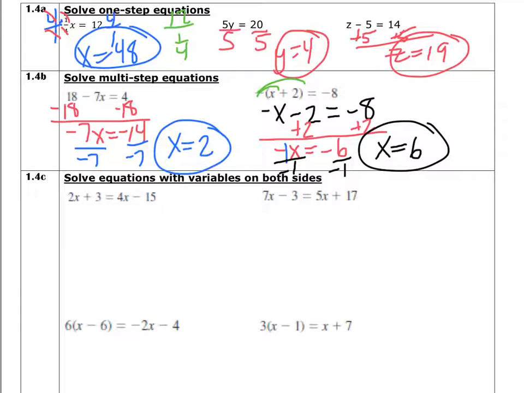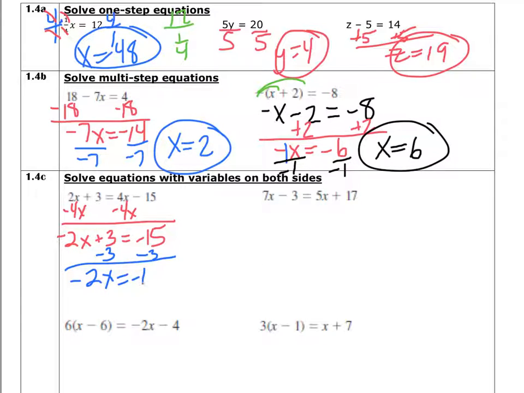I personally am going to decide to move the 4x over here. So to cross over this equal sign, to move a positive 4x, I'm going to subtract 4x from both sides. So I'm going to line those up, and then I'm going to have a negative 2x plus 3 equals negative 15. Now because I chose to have the x on the left side of the equal sign, this 3 has to move over here. So to move a plus 3, I'm going to just do minus 3. It's going to leave us with negative 2x equals negative 18.